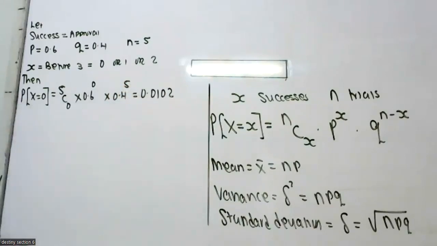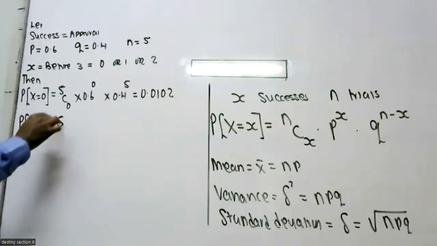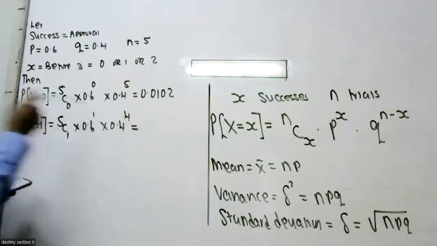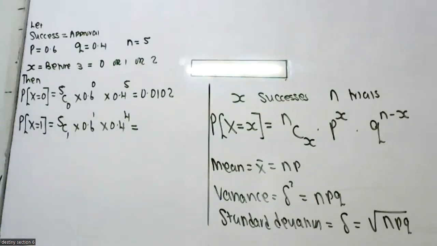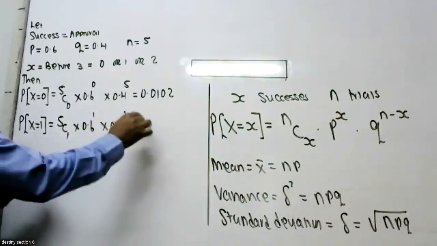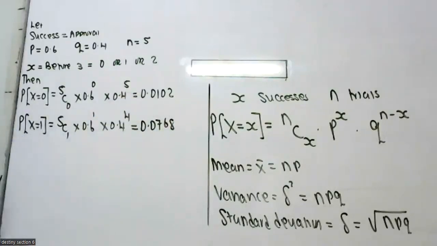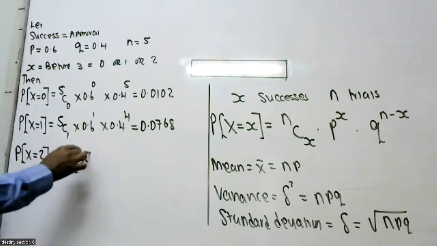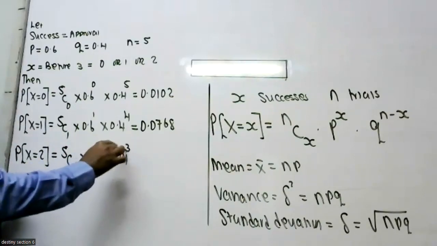0.0102. Okay. Next, the probability that X is equal to 1 is 5 combined 1, multiplied by 0.6 raised to power 1, multiplied by 0.4 raised to power 4. Probability that X is equal to 2 is 5 combined 2 multiplied by 0.6 raised power 2 multiplied by 0.4 raised power 3.